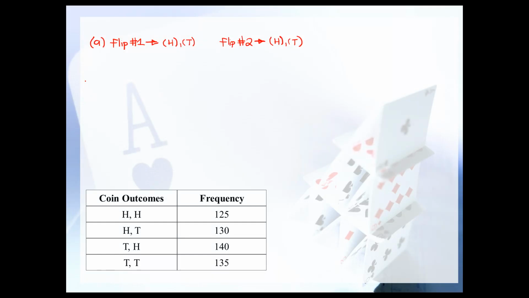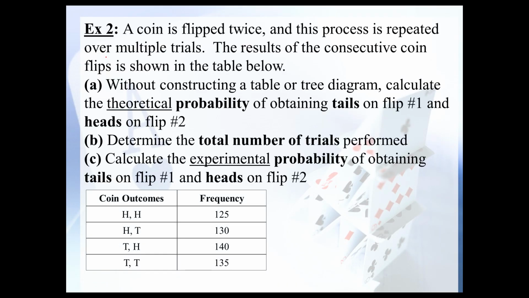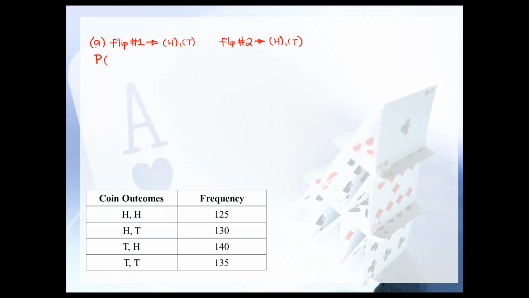Now, I theoretically want to calculate the probability of obtaining tails on flip 1 and heads on flip number 2. Now, this would be a really, really easy table or tree diagram to draw, but I'm going to use the multiplication method to do this.